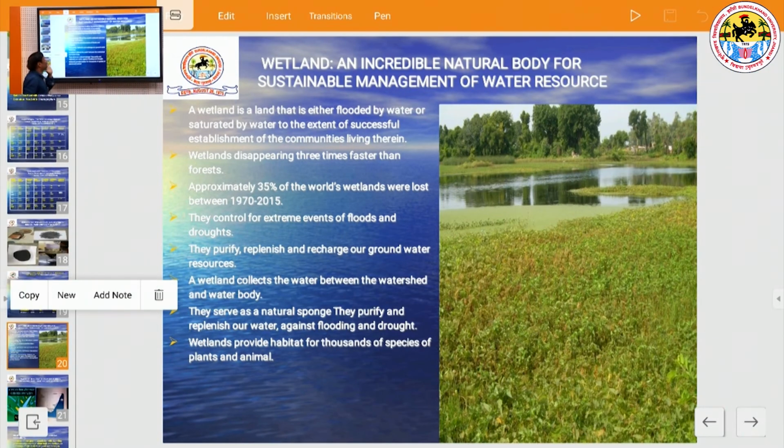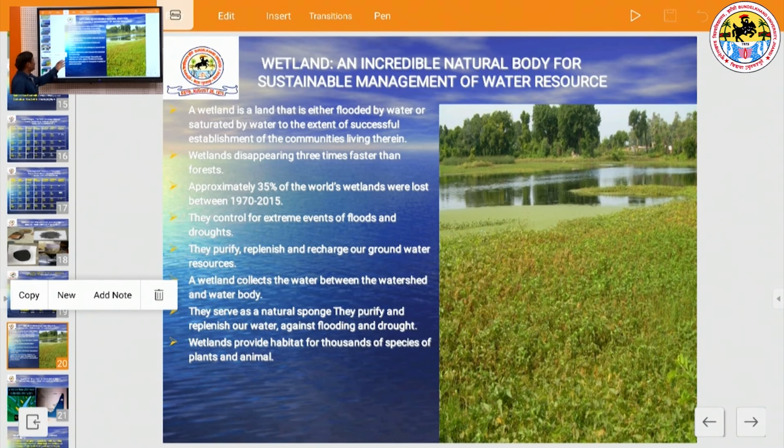The wetlands, as I told you, are an incredible natural body for sustainable management of water resources. Wetlands are very efficient techniques. A wetland is a land that is either flooded by water or saturated by water to the extent of successful establishment of the communities living in it. Wetlands are disappearing 3 times faster than forest resources. They control extreme events of floods and droughts. They purify, replenish and recharge our groundwater resources.